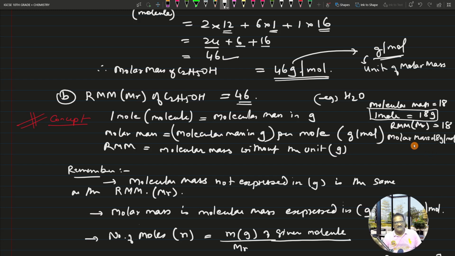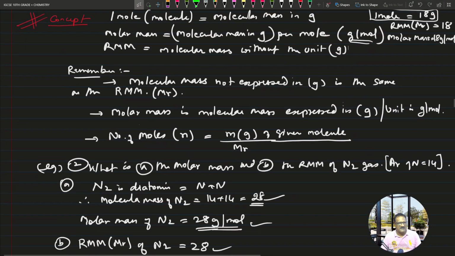Or you can say it this way, that the molar mass is the RMM value expressed in grams. If you want, I'll write it here. Yeah, it's written over here. RMM is the molecular mass without the unit gram, and molar mass is the molecular mass in gram per mole. Okay, fine. So that was this question.